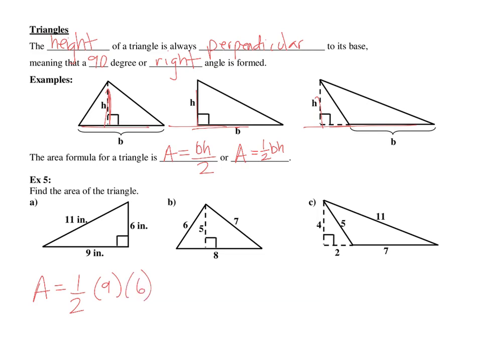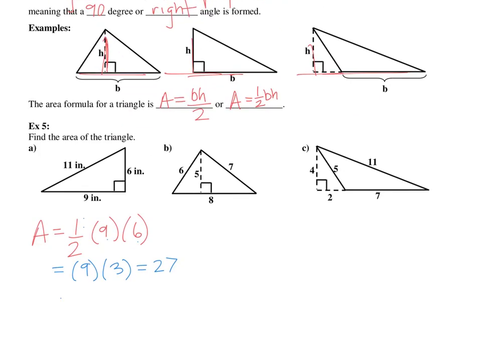Now, which would you rather do? Half times 9 or half times 6? Do half times 6 first, because it's an even number. Keeps it simple. So now I have 9 times 3, which is 27. So here I have area is equal to 27 inches squared.